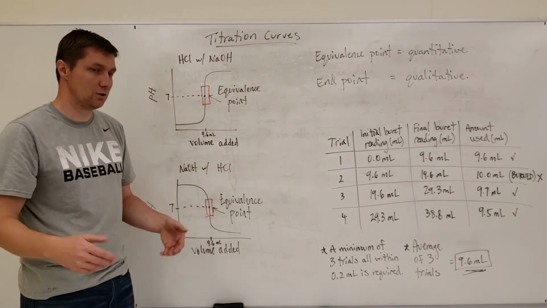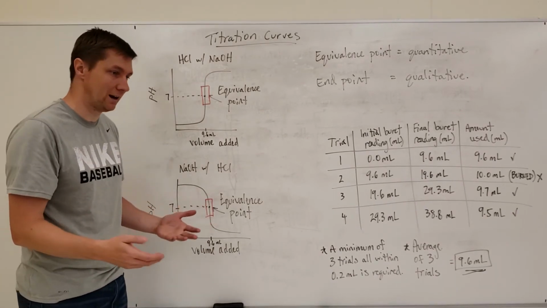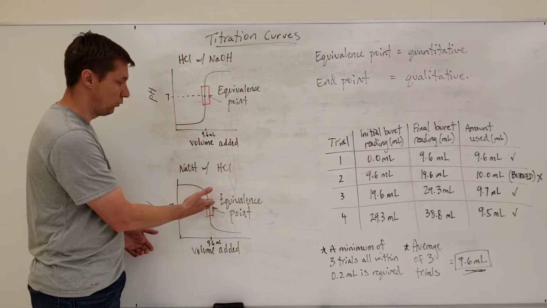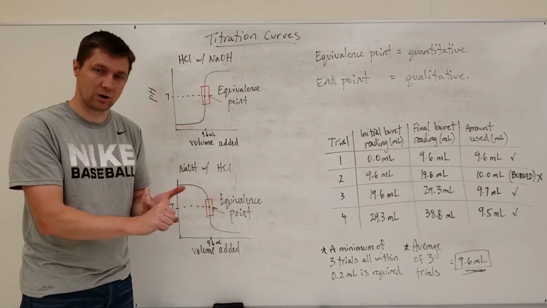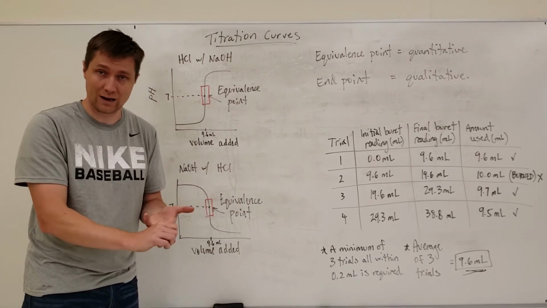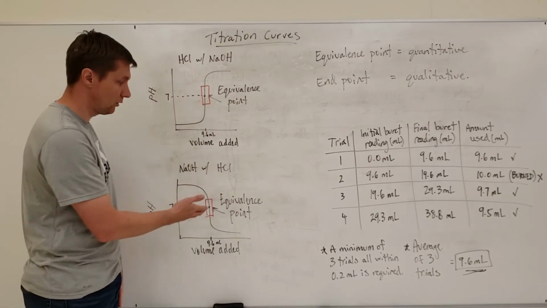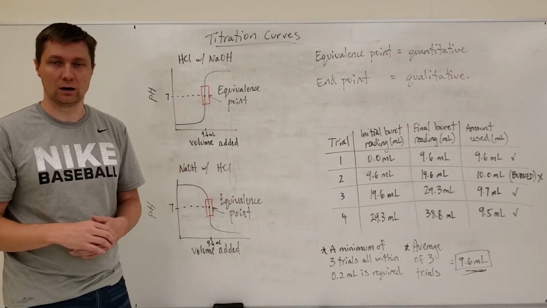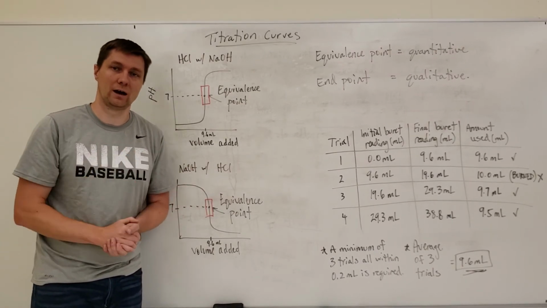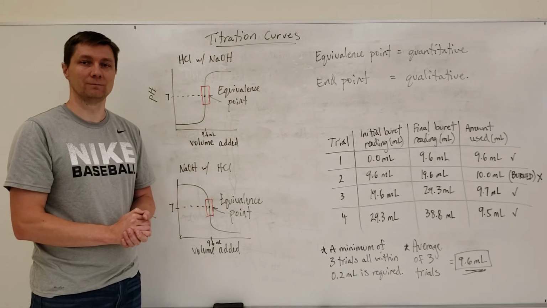So the last thing you need to know about titration curves is really just that, is that we're titrating in this course strong acids with strong bases or strong bases with strong acids. And when we do that, the equivalence point will always be 7, because we're going to get a nice neutralization right at that neutral point of the pH scale.